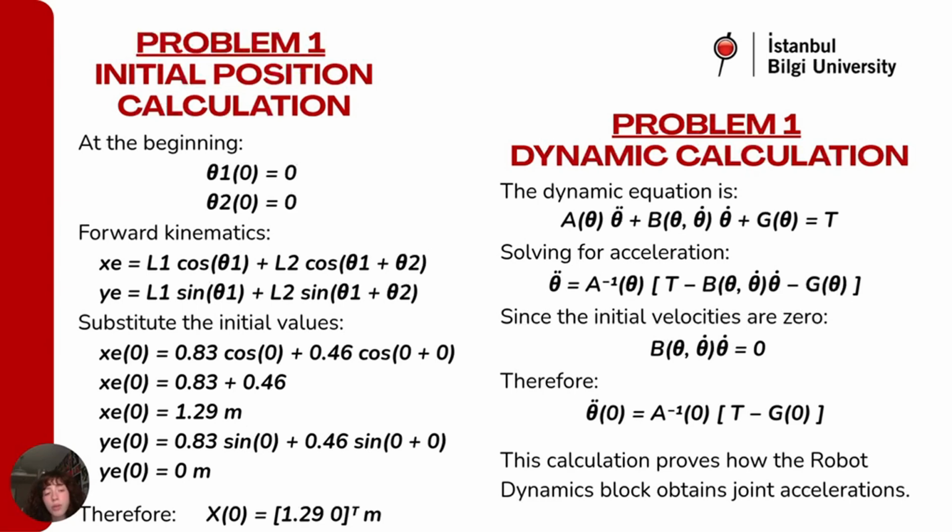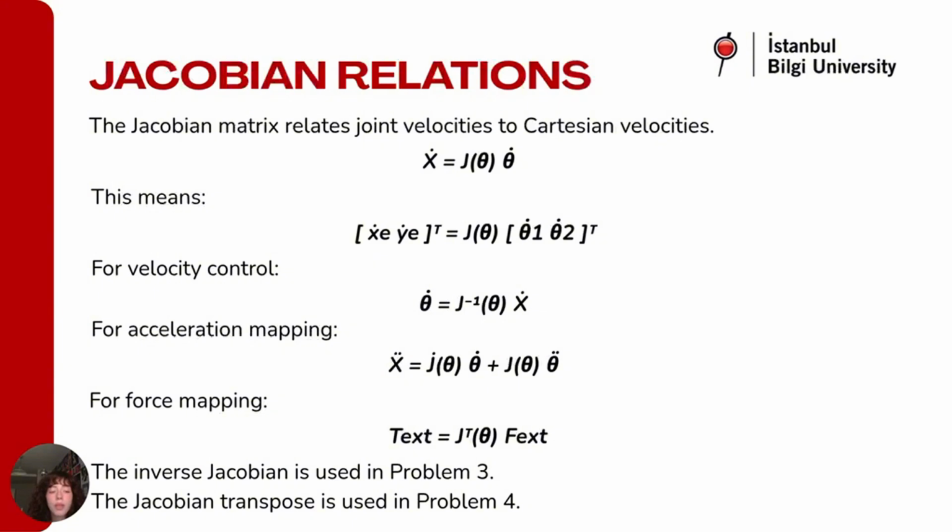Here, on the right hand side, we show the first acceleration calculation. Since the initial velocities are 0, the velocity related part becomes 0 at the start, so the first acceleration depends on the torque input, gravity, and inertia. This is a quick check to verify that the robot dynamics block gives a reasonable initial result.